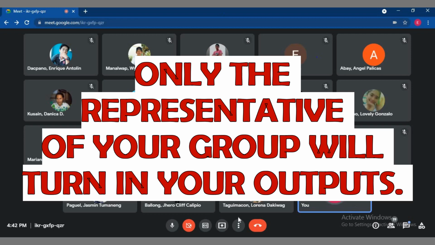Baka may iba sa inyo, missing sa Google Classroom ko. Ang importante, you have to make sure na yung inyong representative ay ita-turn in yung inyong activity. Okay? Make sure na representative lang ang mag-turn in. Are we clear on that? Okay po ba?